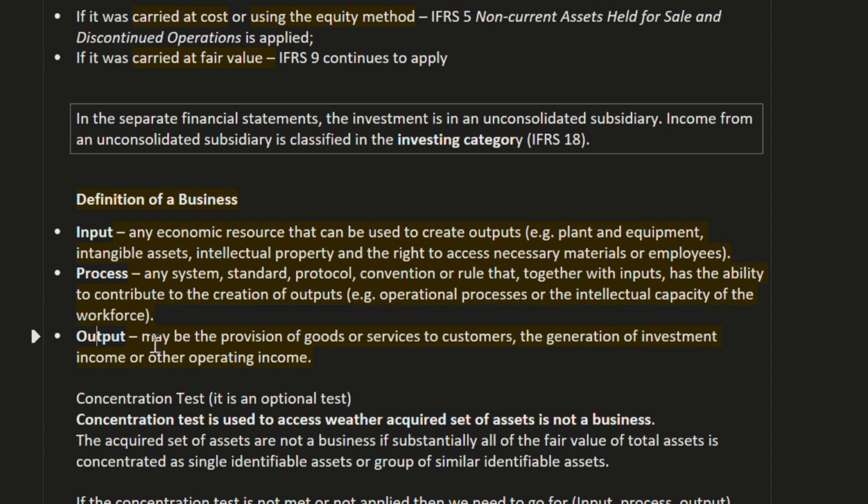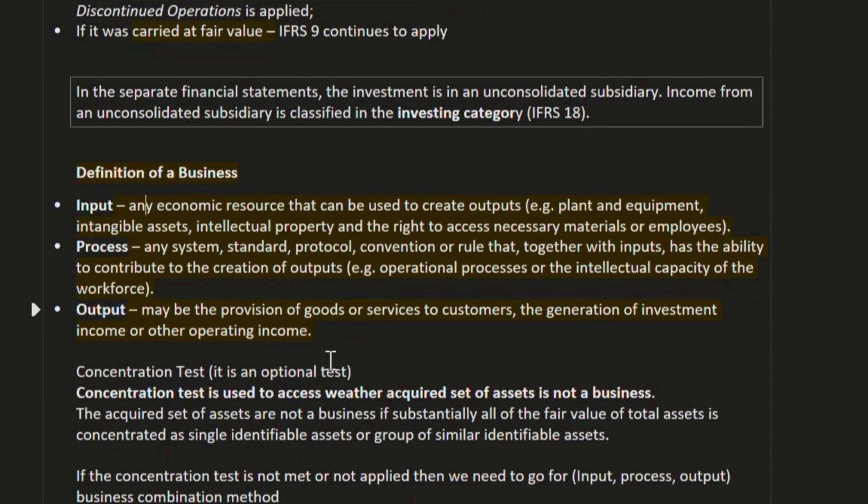Now the output may be the provision of goods or services to customers, generation of investment income or other operating income. So the output is the final result. We apply input and process, and the output is our final result. It may be the provision of goods or services to the customer. It can be anything, generation of investment income or other operating income.